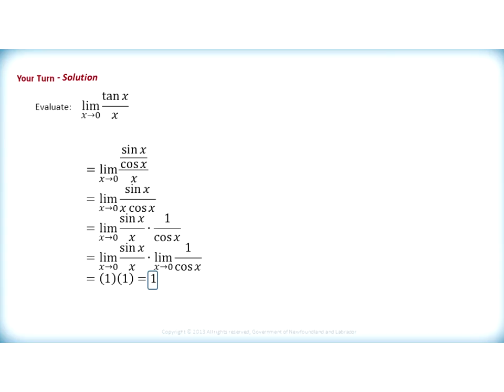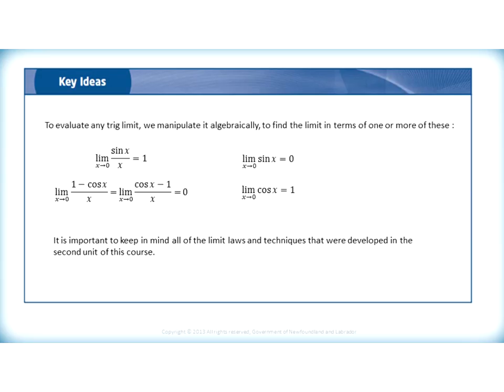So here's the solution for this one. And as you can see, making tan x into sine x over cos x really helps out, because then we get this, and this, and this, and you end up with a value of 1. Nice limit.